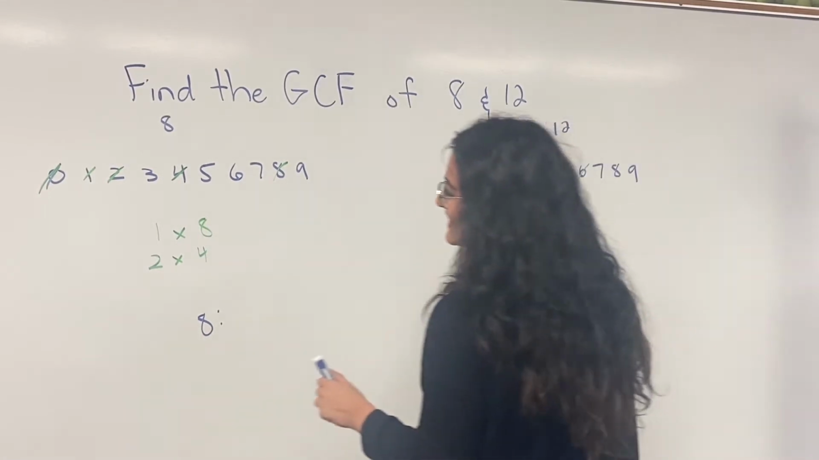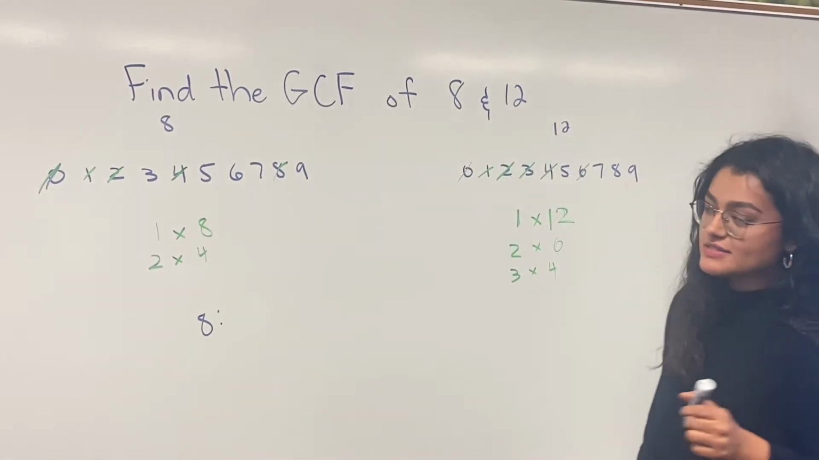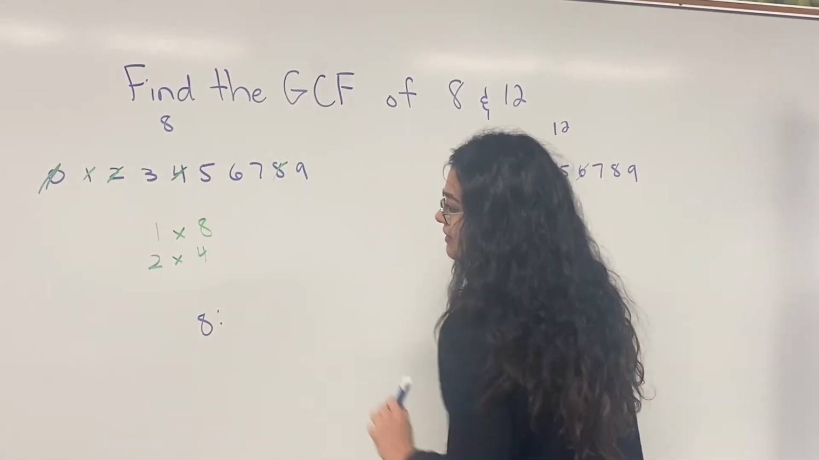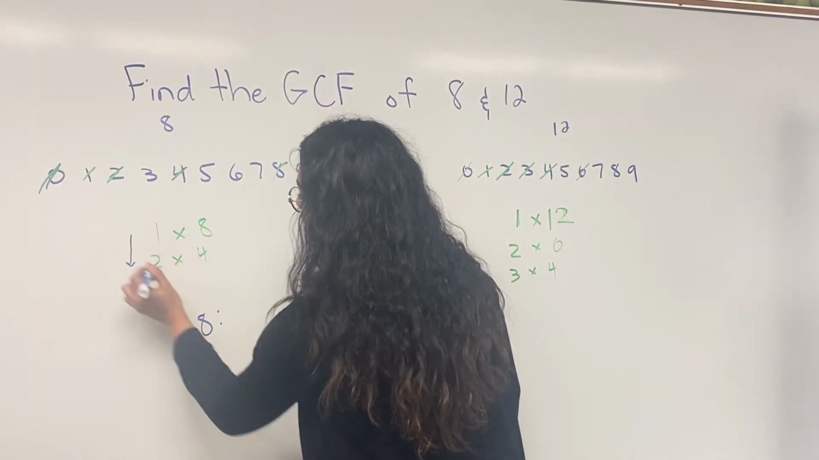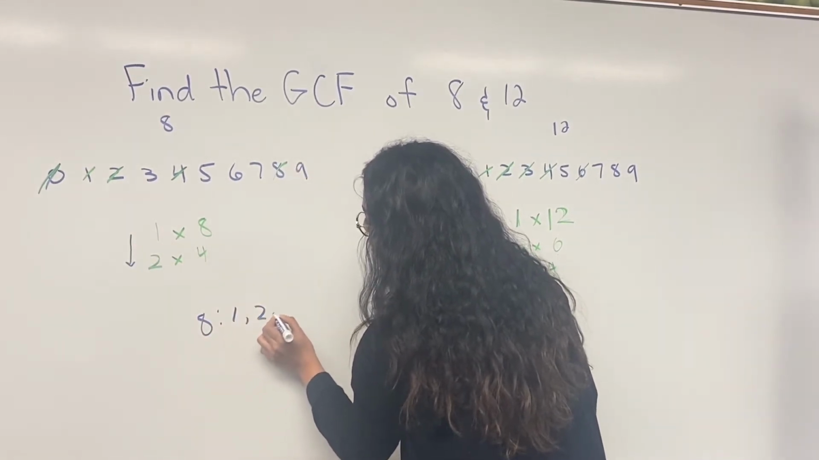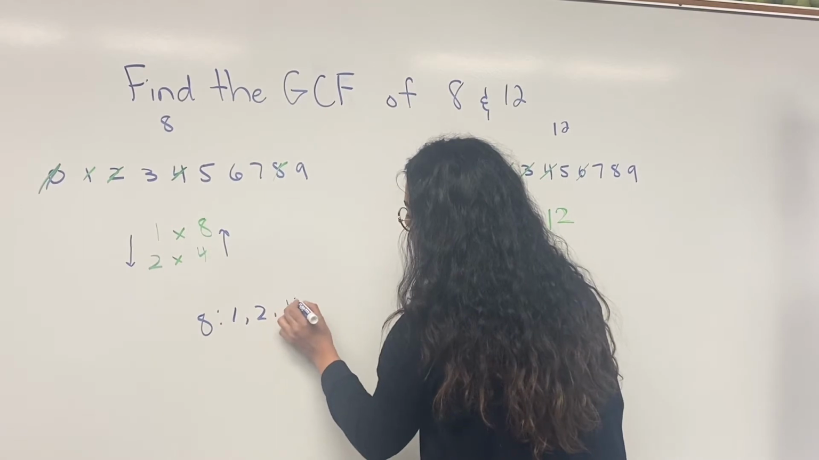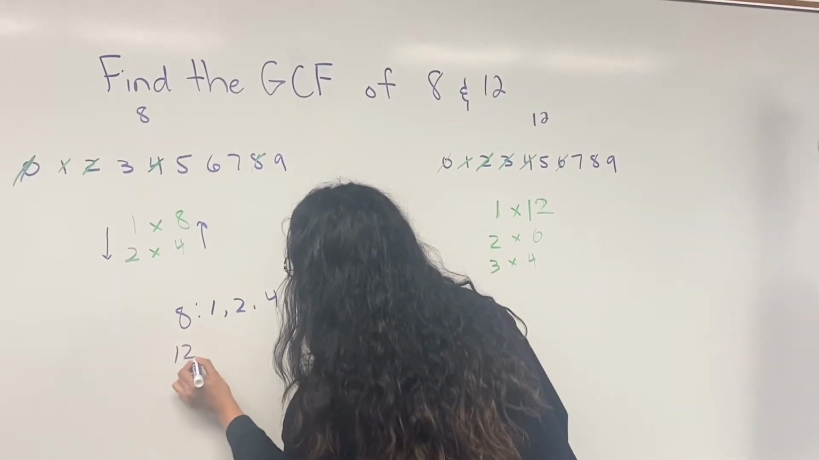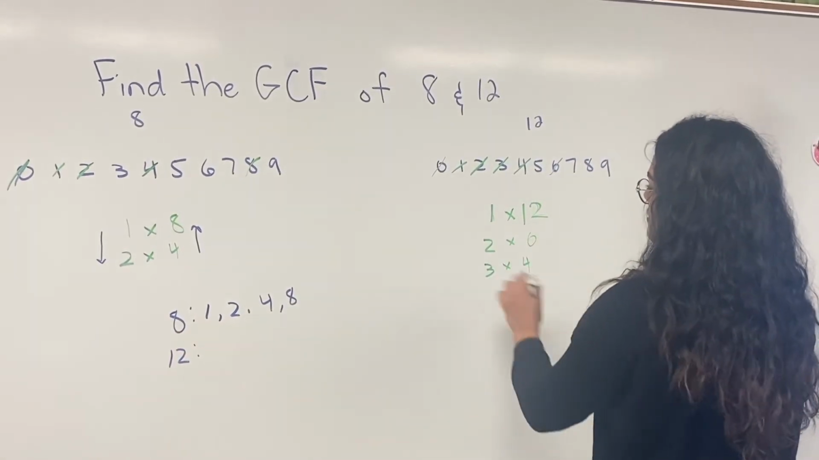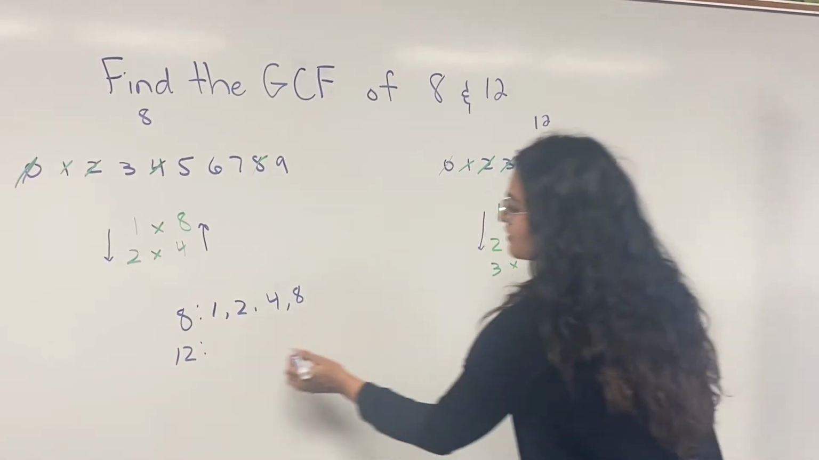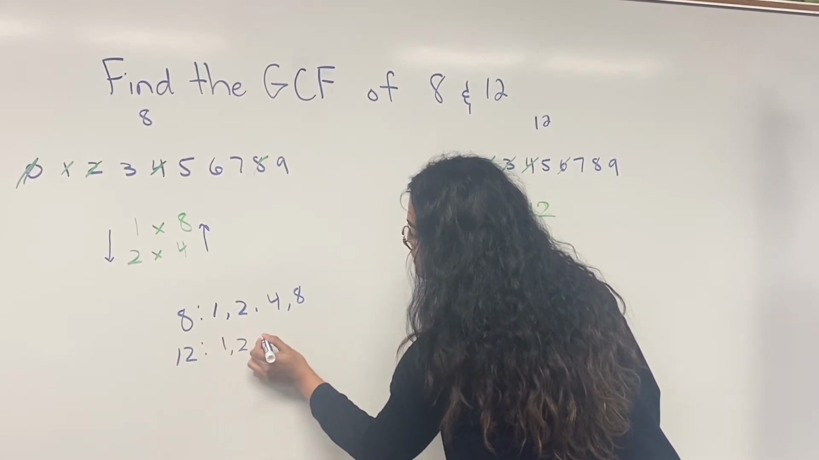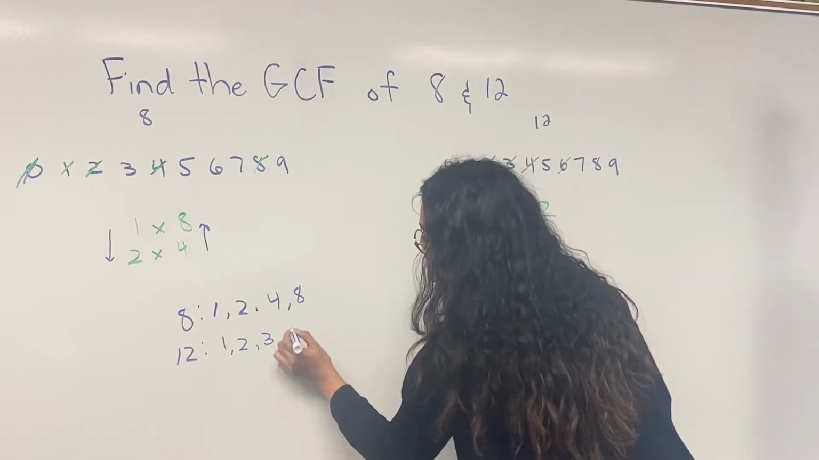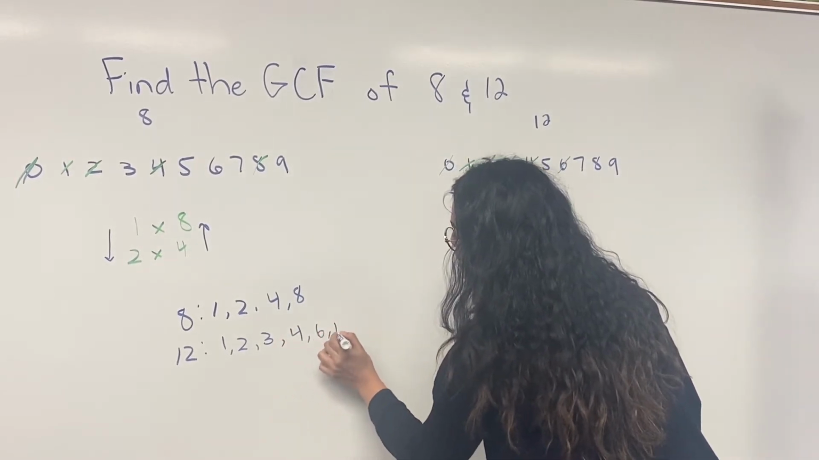Visualize! So I'm going to write my factors from least to greatest as I'm listing them out for my number 8. So I'm going to start over here and go down. We have 1, 2, and then we go up, 4, and 8. And then for 12, we would list out my factors from least to greatest, going down: 1, 2, 3, and then we have 4, 6, and 12.